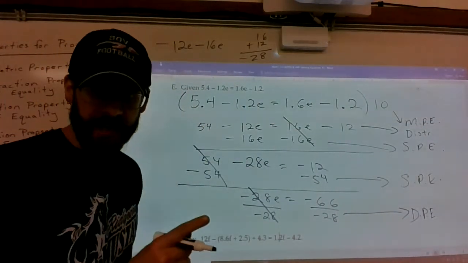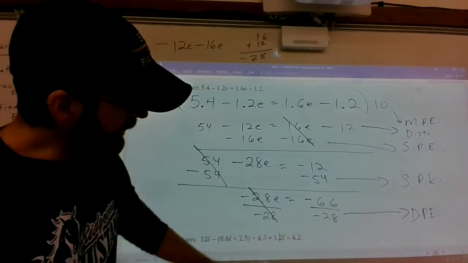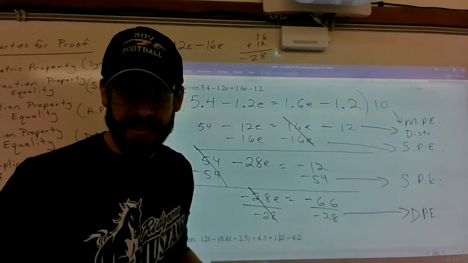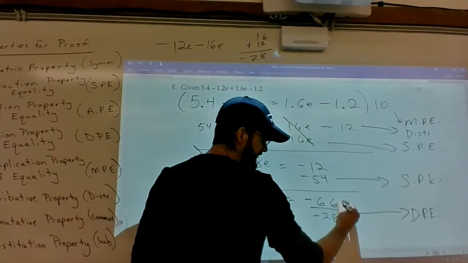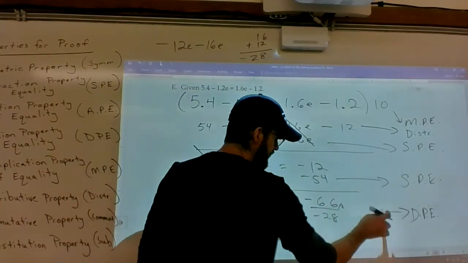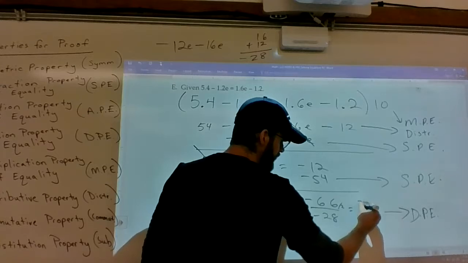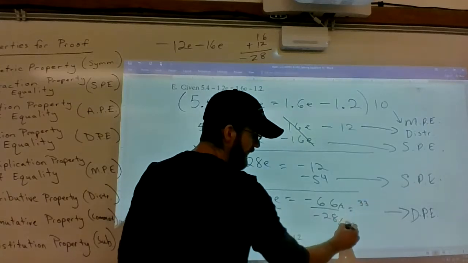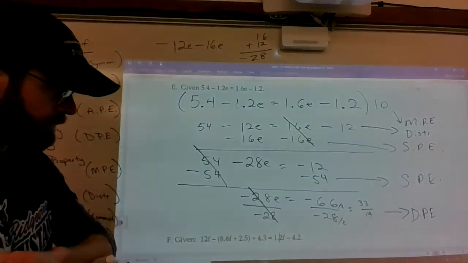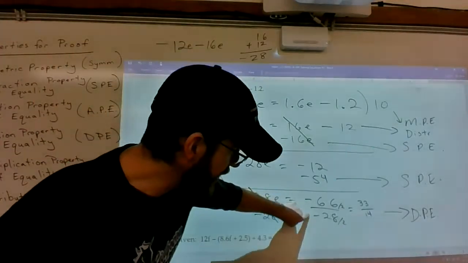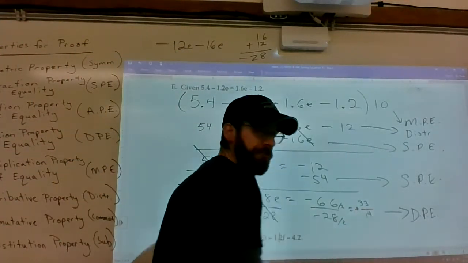And now I recognize two things to start out with. They're both even, so I'm going to divide the top and bottom by 2. So if you cut 66 in half, you get 33. If you cut 28 in half, you get 14. A negative divided by a negative creates a positive fraction.